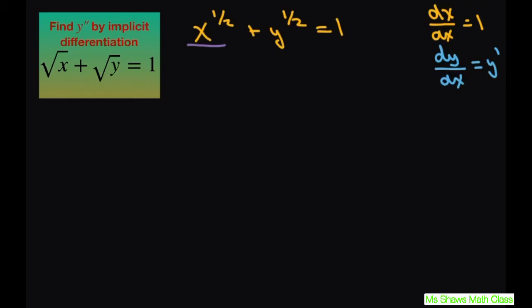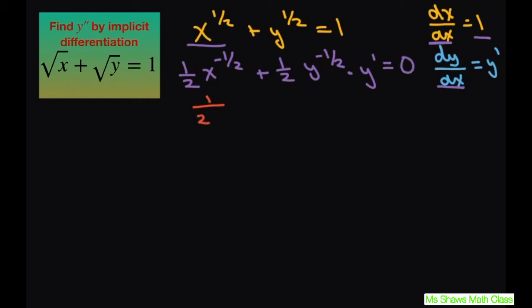All right, so when you differentiate this, you're going to get 1/2 x to the negative 1/2 times the derivative of x with respect to x, which is 1, so we don't need to put that, plus 1/2 y to the negative 1/2 times the derivative of y with respect to x, which is y prime. And the derivative of 1 is 0. All right, I'm going to rewrite this as 1 divided by 2 square root of x plus 1 divided by 2 square root of y times y prime equals 0.